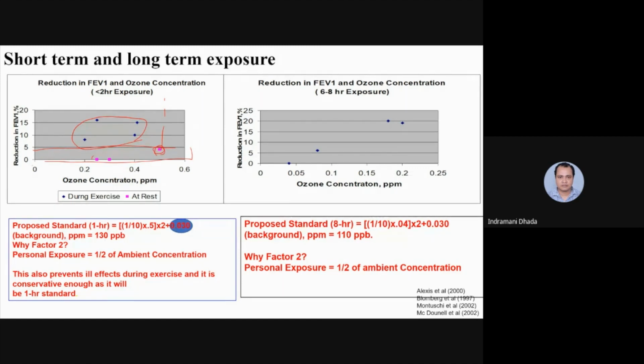When we are preparing the standard, you can see here 1 hour standard, then 1 by 10 into 0.5, that is the concentration 0.5. Then 2 is the safety factor we are taking here, and this 0.030 is the baseline concentration. What is the baseline concentration? Suppose we are preparing a standard for SOx, and in the atmosphere the SOx is 40 ppm, suppose. So considering the baseline, we have to go ahead.